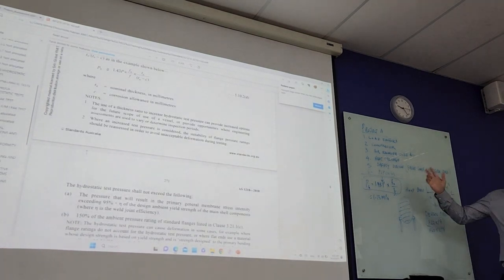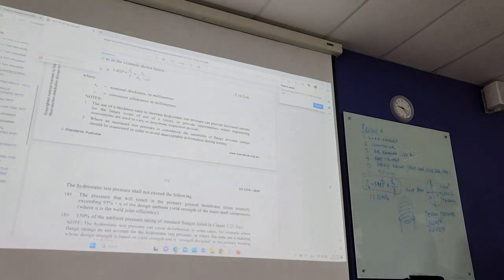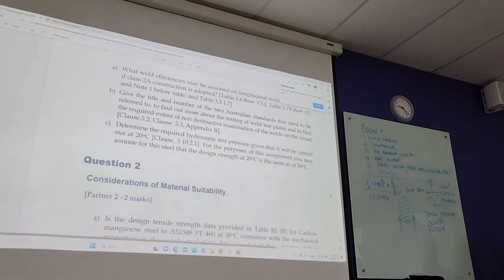Okay, so you answer question 1. Alright, so question 1 we do together, except B, where you have to find out what are the other two Australian standards relevant to the design of the air receiver. Now we come to question 2.